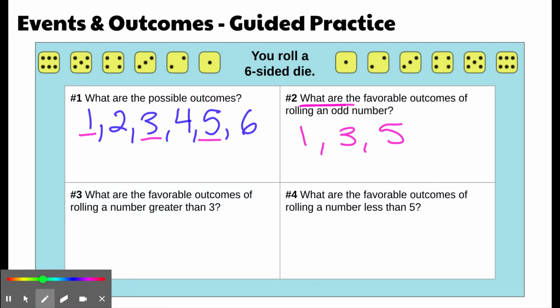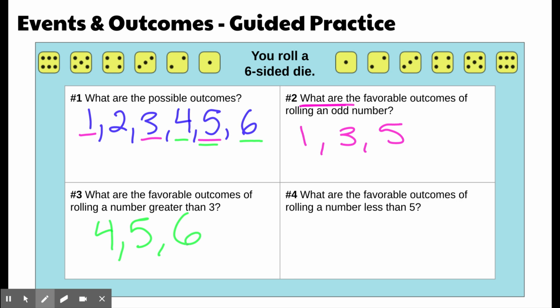The next question, what are the favorable outcomes for rolling a number greater than 3? 4 is greater than 3, 5, and 6. So you just list them, 4, 5, and 6. Again, it was asking what they were. If they were asking how many there were, then your answer would be 3. And the last question, what are the favorable outcomes of rolling a number less than 5? So that's 4, 3, 2, and 1, which are all less than 5. So those are our answers because, again, it's asking what they are. It's not asking how many there are.